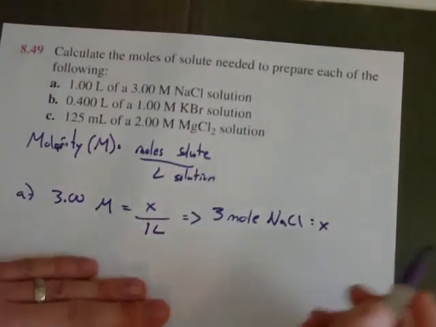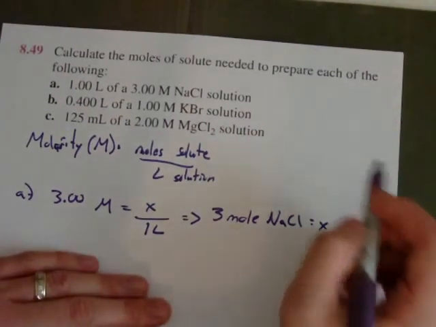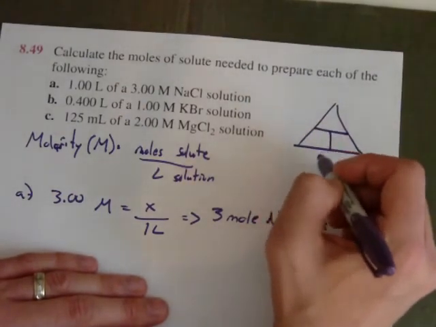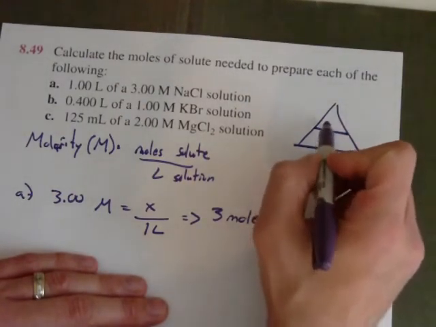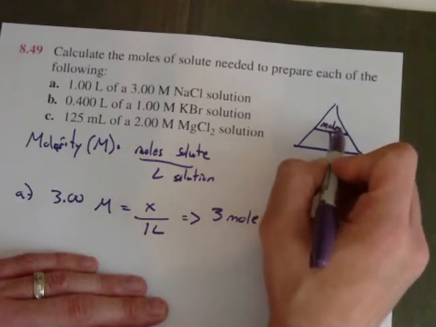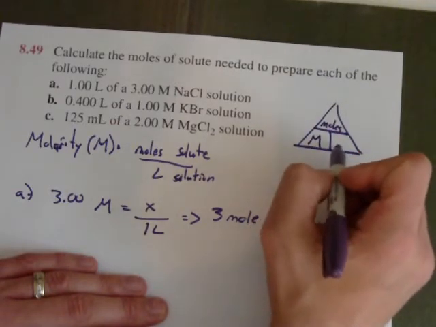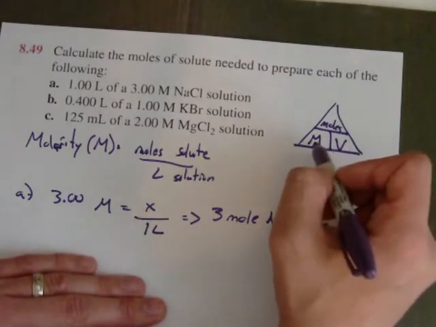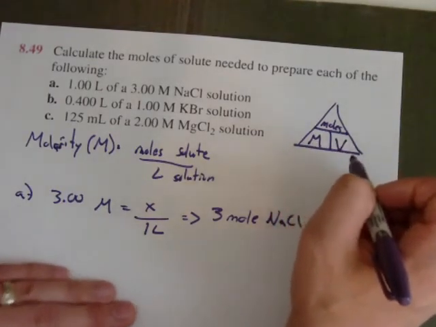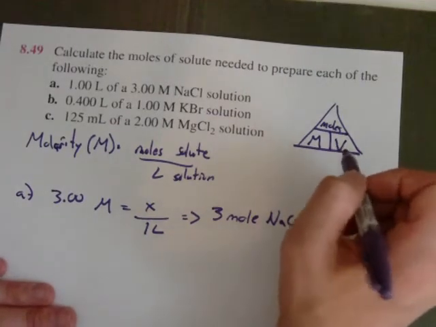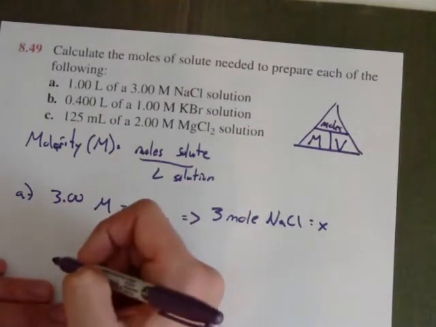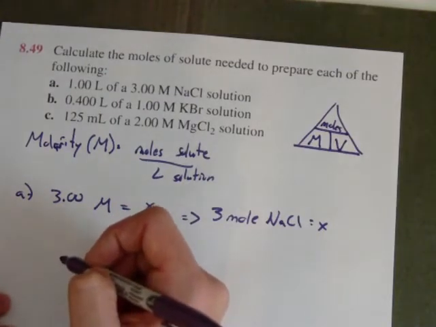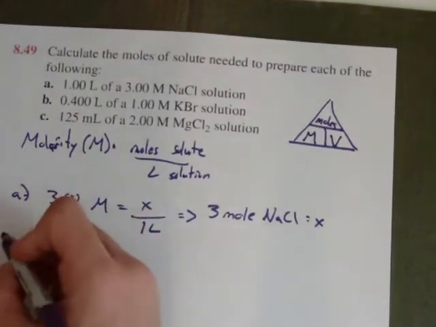If you want to set up a triangle method, I know we've discussed the triangle before. If you want to set up a triangle for M over V, we have moles on the top, molarity and volume on the bottom. Just make sure your volume is in liters. That's the big thing. So that would be a triangle if you would like to use that. It won't be given to you, but if you want to use it, you can use it.